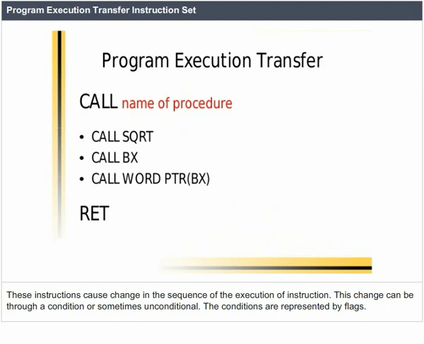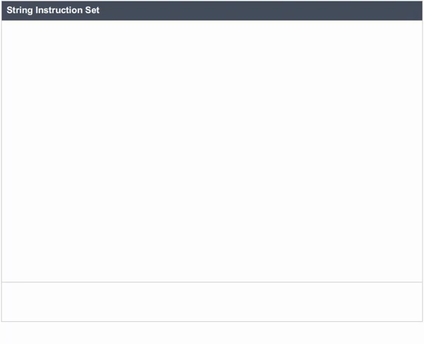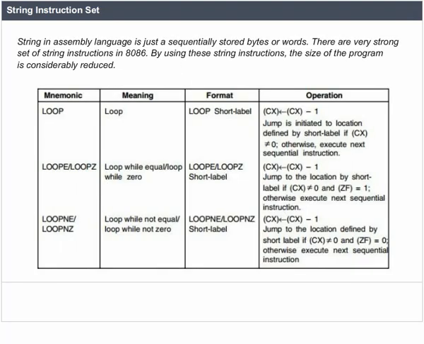String instruction set. A string in assembly language is just sequentially stored bytes or words. There is a very strong set of string instructions in 8086. By using these string instructions, the size of the program is considerably reduced.